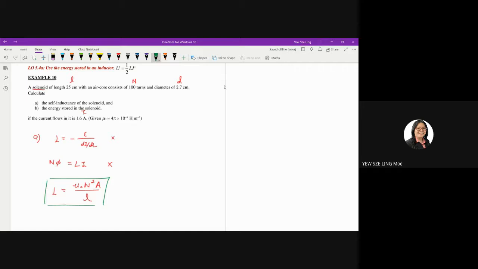You have to start by using B equals to mu naught N I over L. From here, you obtain B, then you proceed to phi equals to BA cos theta. Once you have this one, then you apply N phi equals to Li to calculate L. So L equals to N phi over I. So this is what you can do.